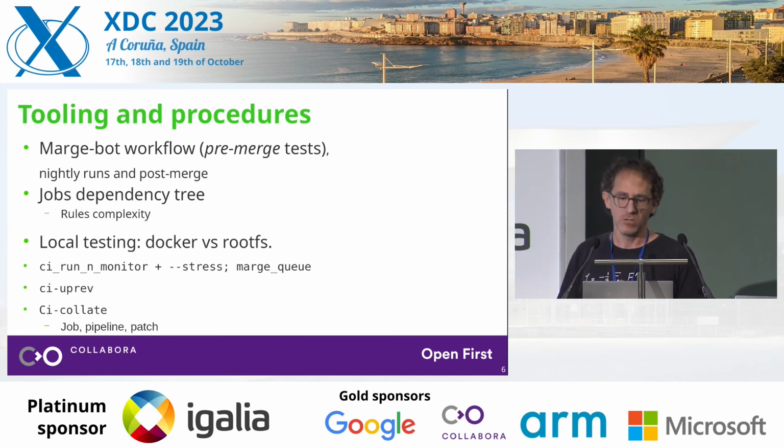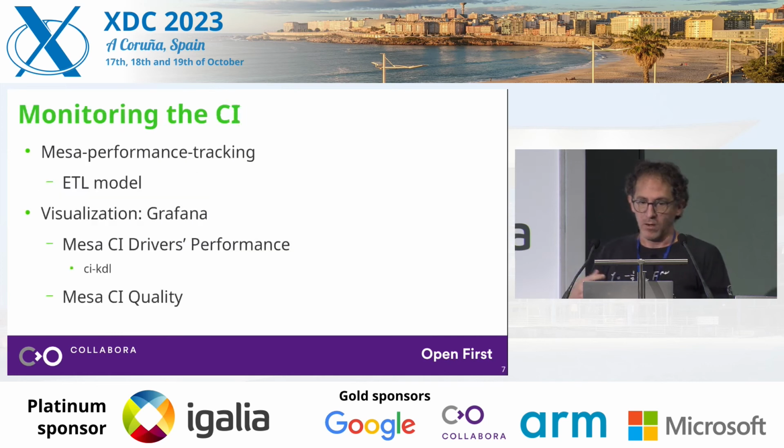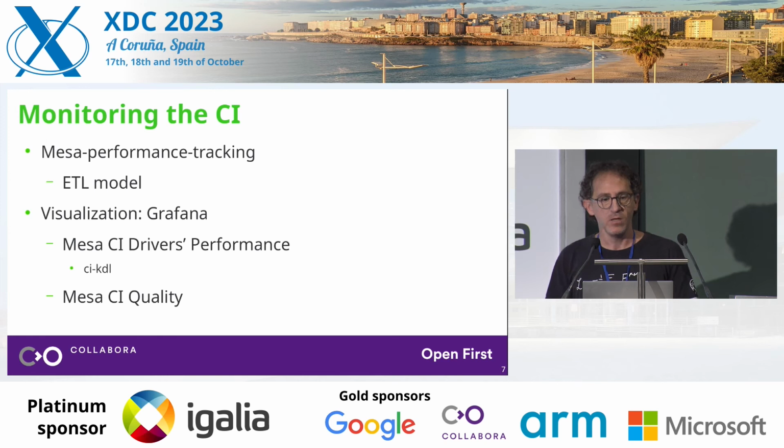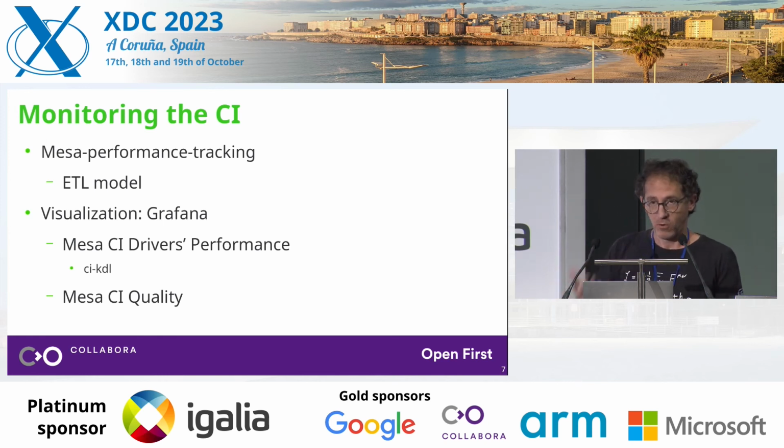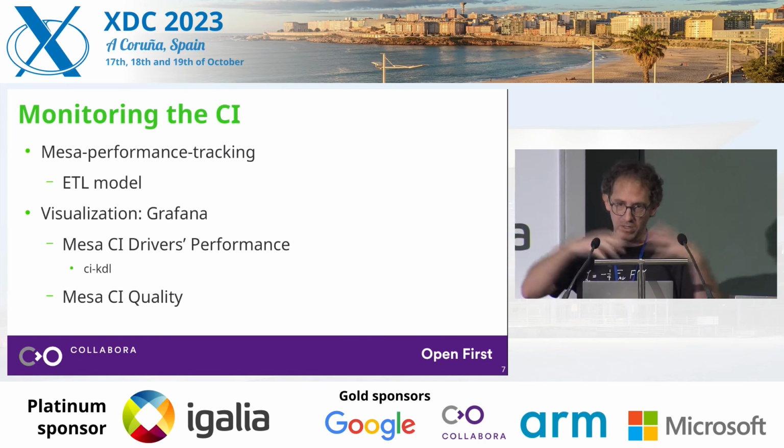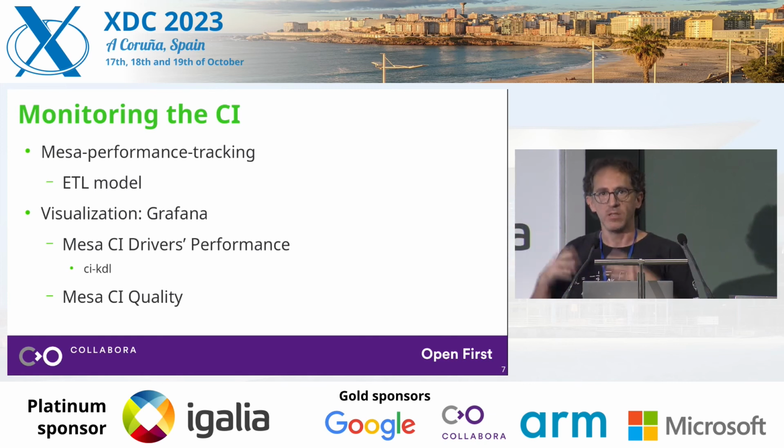Also, we provide other tools like uprev, which we have a talk about tomorrow at the end of the session. It's to update the dependencies that some projects have. And we also developed Collate, a tool that we will also talk about tomorrow, to collect different data from a pipeline, from the different jobs, and have it all together. We monitor the CI actively, and we do this performance testing, and we use this ETL model to gather this information, put it in a database, and then show it in Grafana.